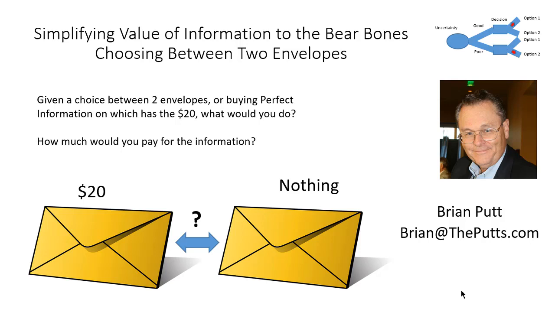You have a choice between two envelopes. One has $20 in it, and the other has nothing. And so, which one do you choose? Now, if you're given an opportunity to buy information about which one had the $20, how much would you pay for that information?